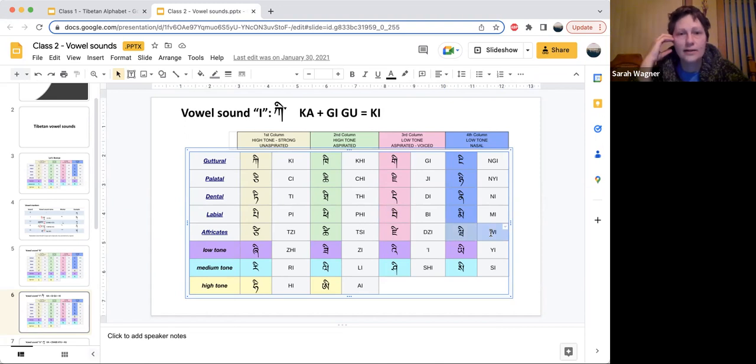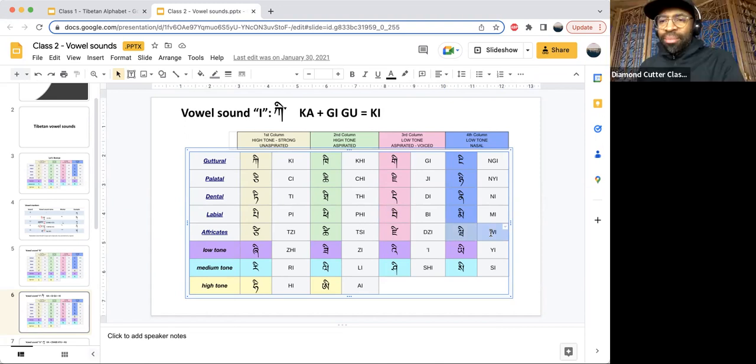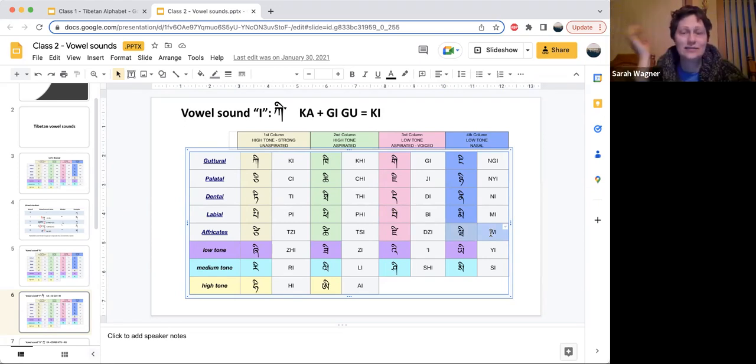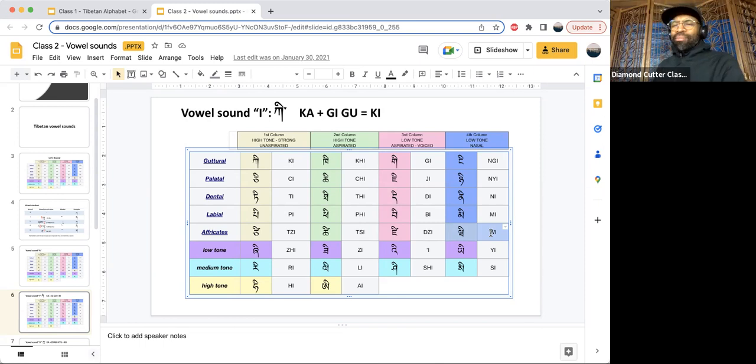Okay. Try this one. Wa, giku, wi. Yeah, wa giku wi. I don't even know if this exists in Tibetan. Some of these don't exist as words. It's just exercise.